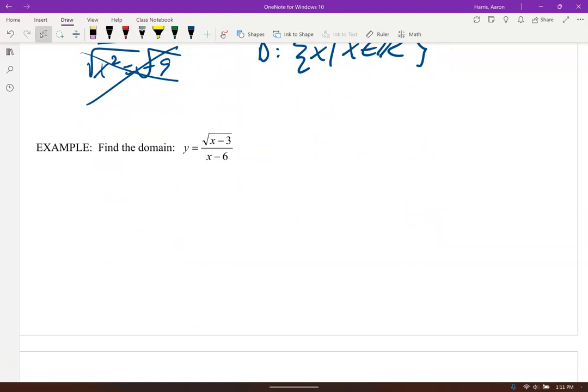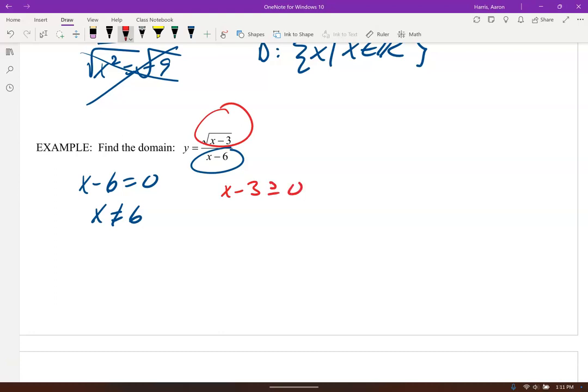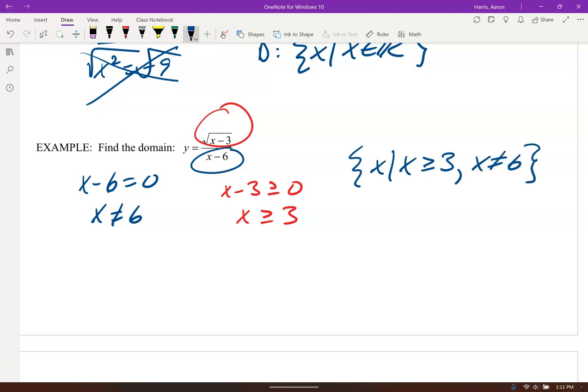All right, how about this one? We have in the denominator, I can't divide by 0, so x can't be 6. And my other restriction, look at my numerator. I have a square root, so this stuff underneath has to be greater than or equal to 0. So x has got to be greater than or equal to 3, and x cannot be 6. X is greater than or equal to 3, but x cannot be 6.